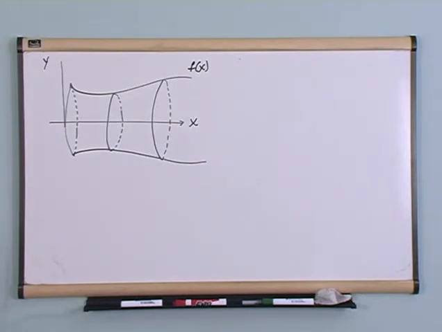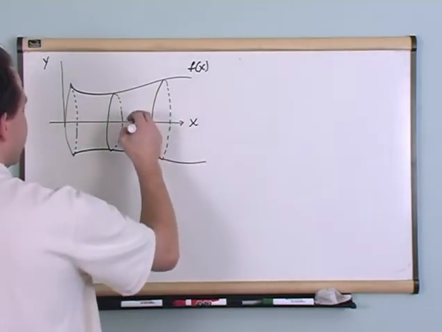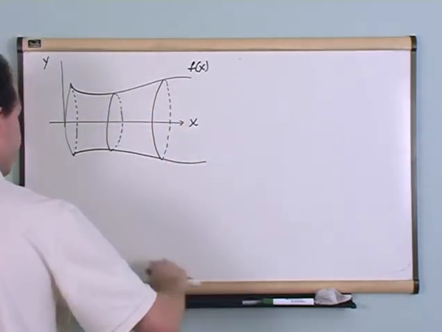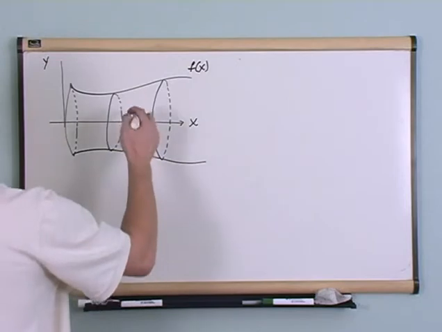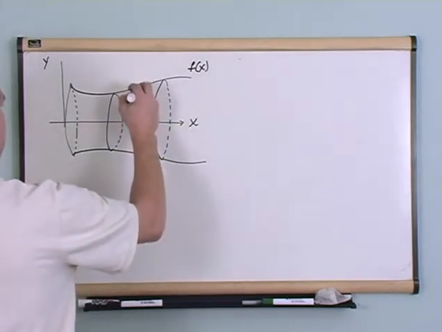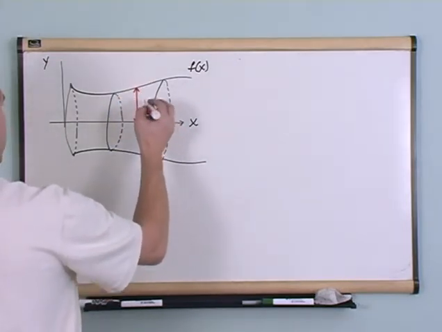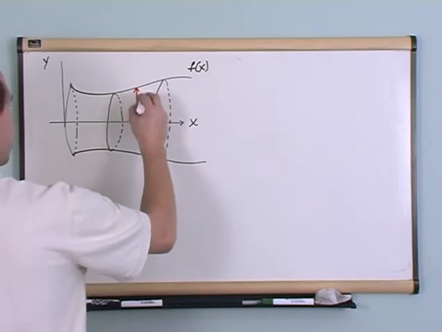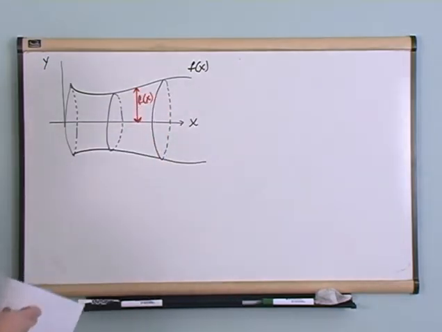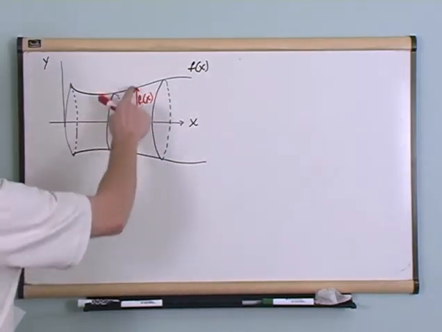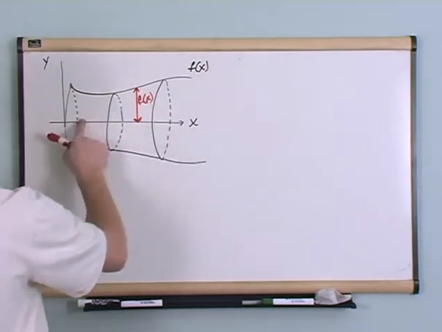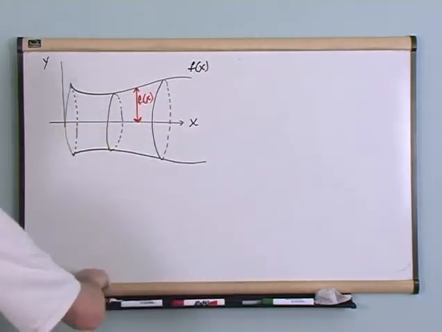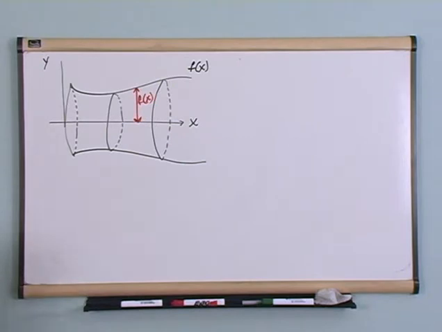If you think about it, the distance between here and here, what is this distance? Well, this is simply f of x. That's by definition what it means. At every value of x, this is f of x, and over here this is f of x, and over here this is f of x. That's what the function does. It tells you what the value of f is at various values of x.